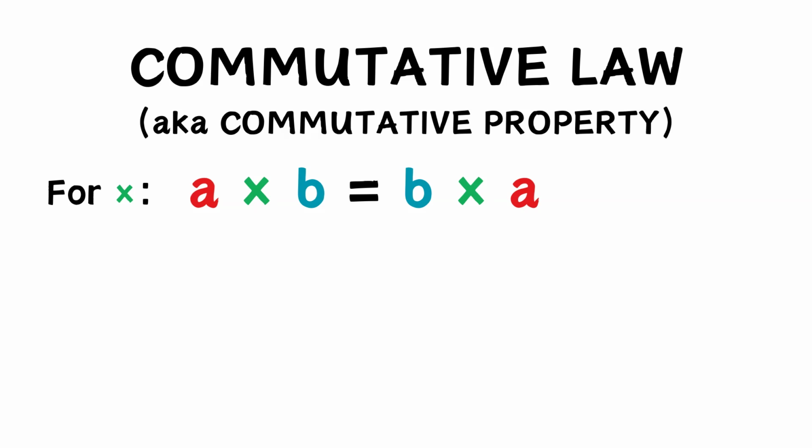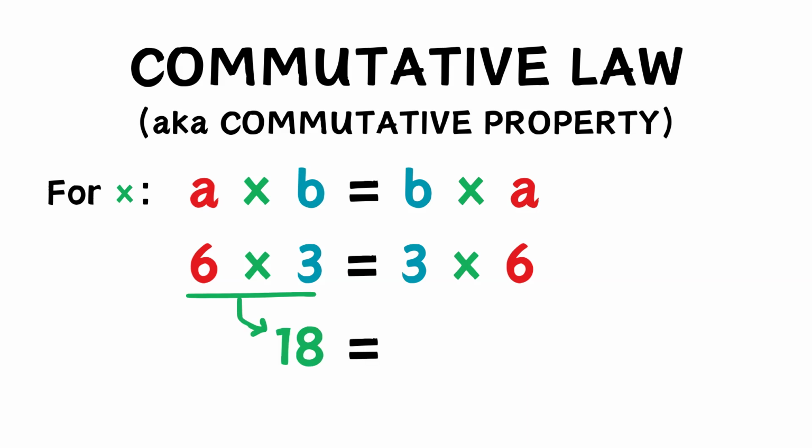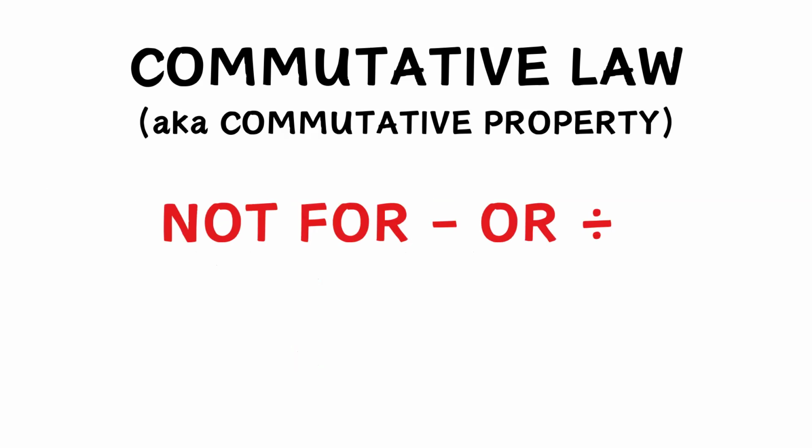Now let's test the commutative law for multiplication. 6 times 3 equals 3 times 6. And if we solve for this, 6 times 3 equals 18, and 3 times 6 also equals 18. Awesome. Now let's see why the commutative law does not apply to subtraction or division.